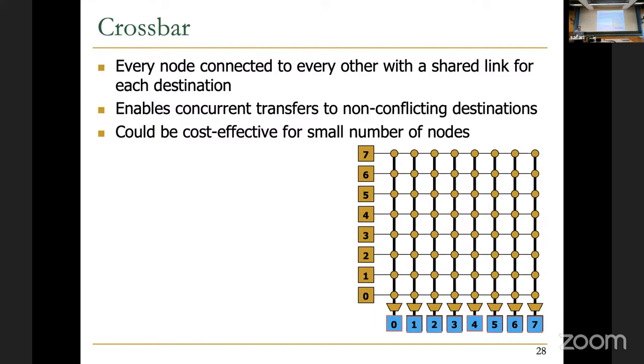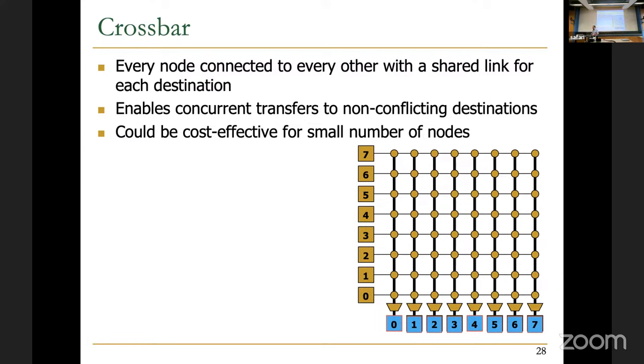Another simple and, let's say, well-known topology is a crossbar. So every node is connected to every other with a shared link for each destination. So it enables concurrent transfers to non-conflicting destinations. As long as your destinations are different, you can make, let's say, 8 parallel transfers, right? So the topology can be considered non-blocking, as long as your destinations are different.